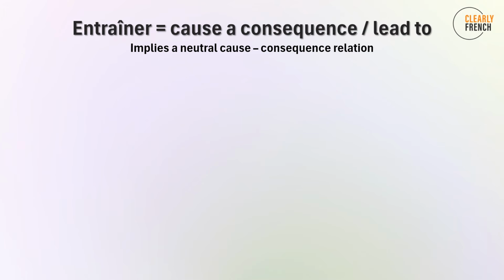The first one, and probably the most versatile, is entraîner. It's to cause a consequence or to lead to. It implies a neutral cause-consequence relation, which is why you can use it for most things.